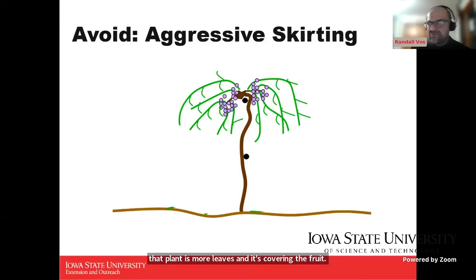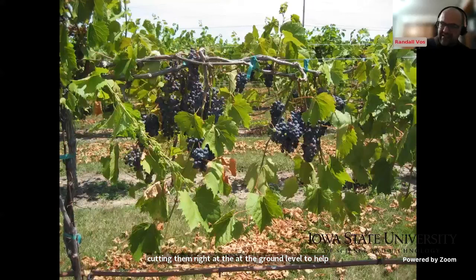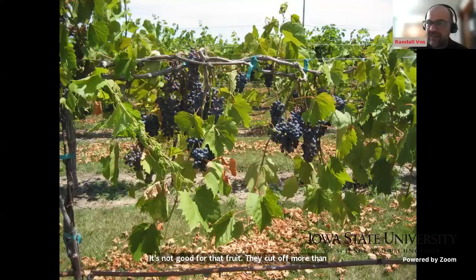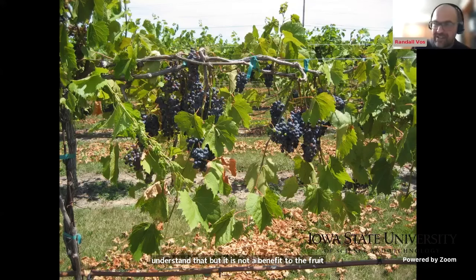There are some reasons to do it sometimes, like cutting them right at the ground level to help with harvest and so forth. But something like this is just not good. It's not good for that fruit. They cut off more than half the leaves, and that fruit's going to struggle to ripen, and those plants are set back for next year. So I would just discourage you from doing that. I know some people like things to look nice and organized, and I understand that, but it is not a benefit to the fruit this year nor to the plant next year.